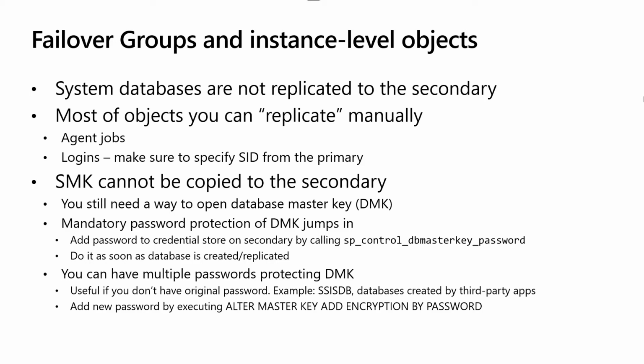In this case, you would basically call the alter master key add encryption by password command on the primary, add your own password, and then call the stored procedure from the previous step to provide the same password on the geo-secondary.